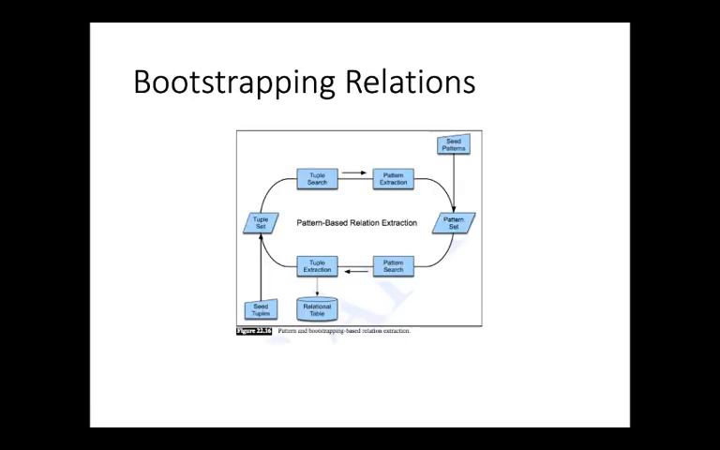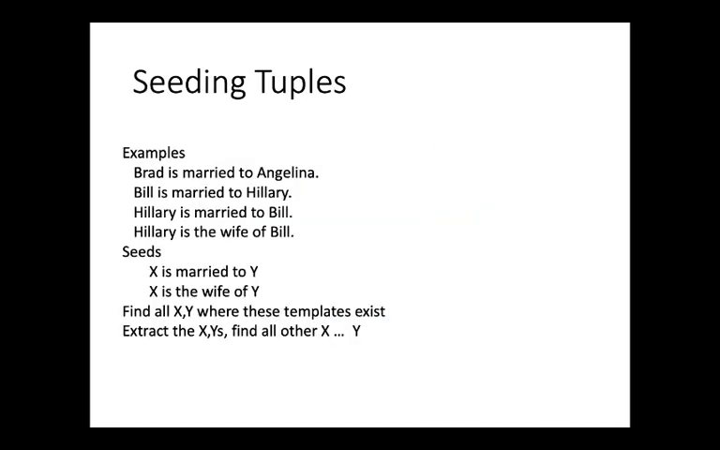Then we can do something clever, which is we can use those tuples to identify additional templates. So if we find that a lot of times one of these tuples that we find occur together in some span of text with some other pattern, with some other words, we can extract a template based on those tuples. So we can feed in both seeding tuples and seeding templates.